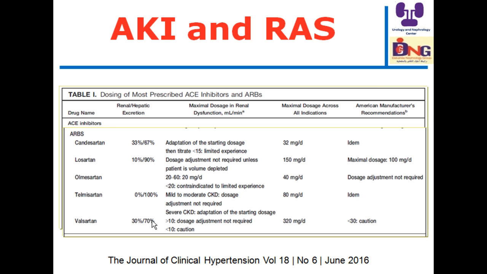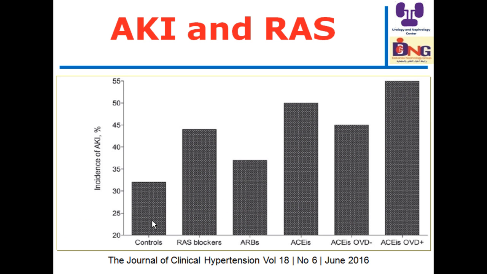If we look at comparisons, this study was conducted on elderly persons. Looking at the difference in the incidence of acute kidney injury, if we use ACE inhibitors or ARBs, the incidence of acute kidney injury is significantly higher than with other drugs. If we compare ACE inhibitors versus ARBs, acute kidney injury occurs more commonly with ACE inhibitors than ARBs. And with ACE inhibitors that need dose modifications, if we use them with overdose, acute kidney injury occurs more and more. So the advice is, we shouldn't use ACE inhibitors or ARBs if the patient is dehydrated.